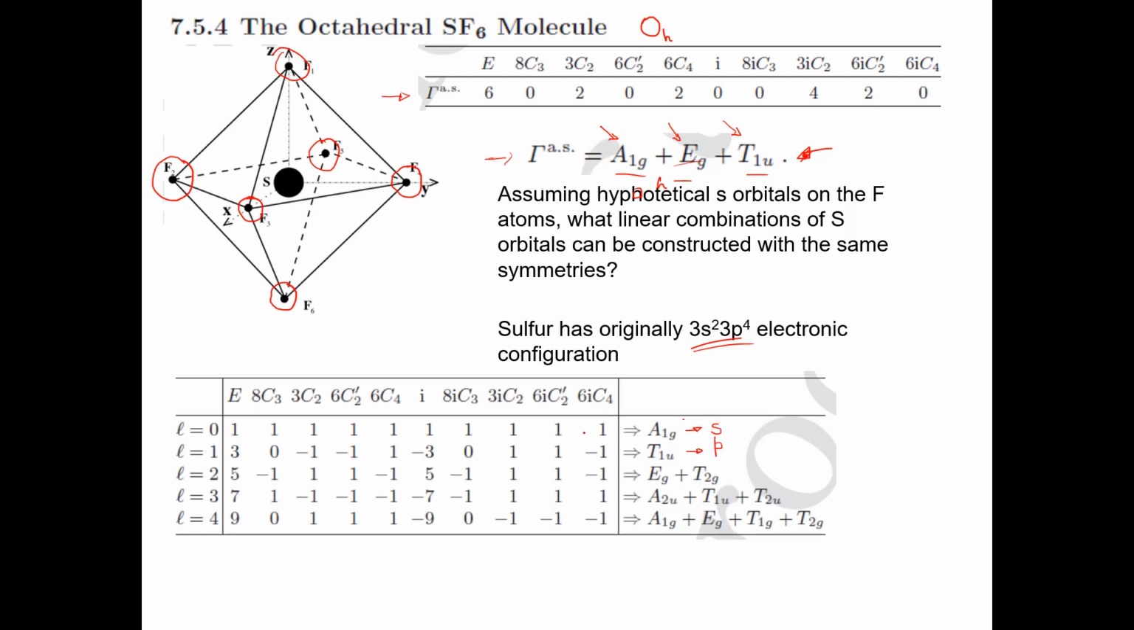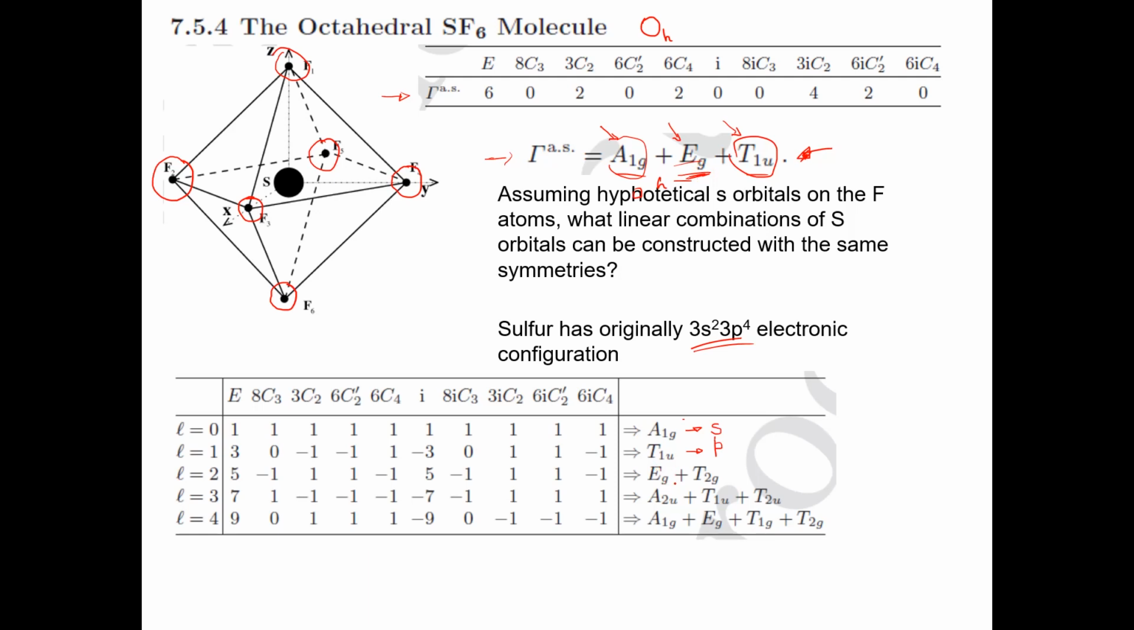And if you think about it, the L equals 0 representation of the full rotation group is just the A1G, and the L equals 1 is the T1U. So far I'm okay, because I can make bonding and anti-bonding combinations with the A1G and the T1U states of the fluorine atoms. Okay, but how about the EG? How about the EG state?